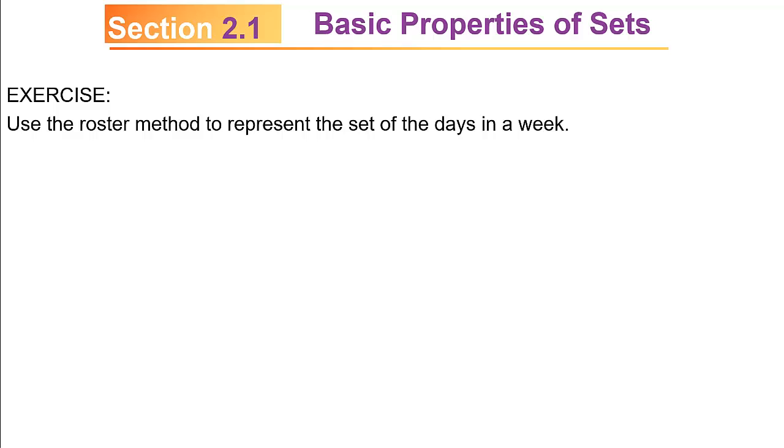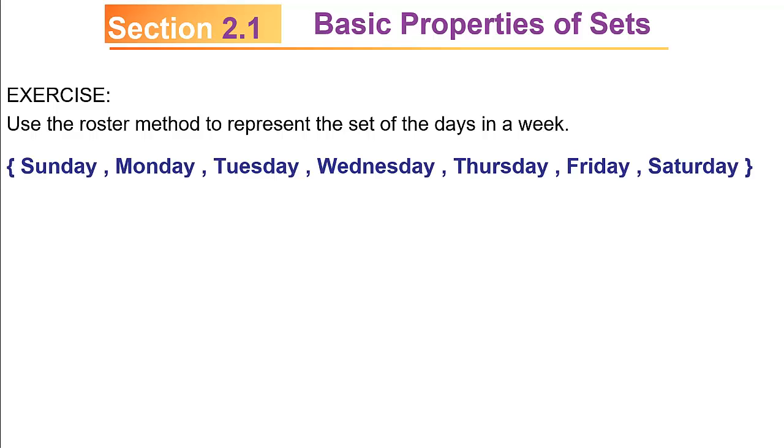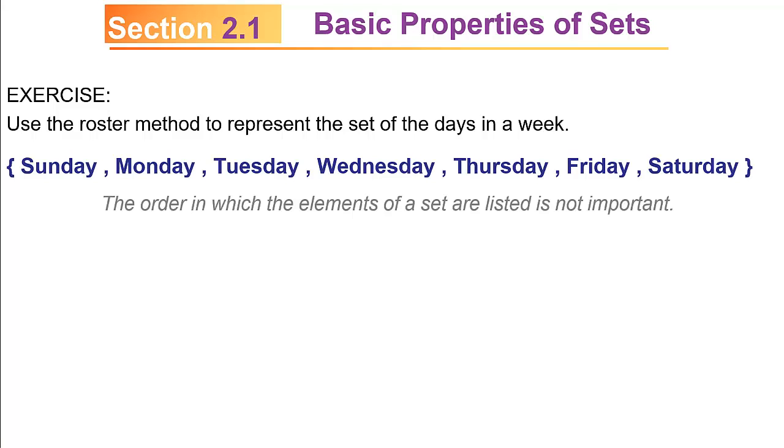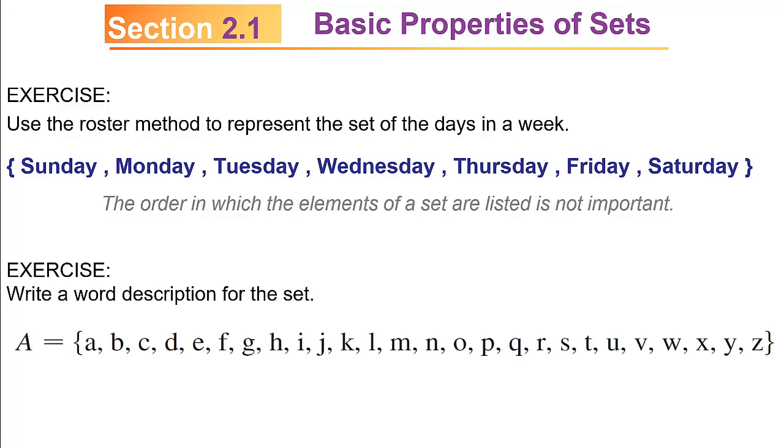Here's an exercise. Use the roster method to represent the set of days of the week. Again, you simply list them with commas inside of braces: Sunday, Monday, Tuesday, Wednesday, Thursday, Friday, Saturday. Notice that I put them in a certain order, but in a set, order is not important. So had I scrambled those names up, it would not have mattered. It would still be the same set.